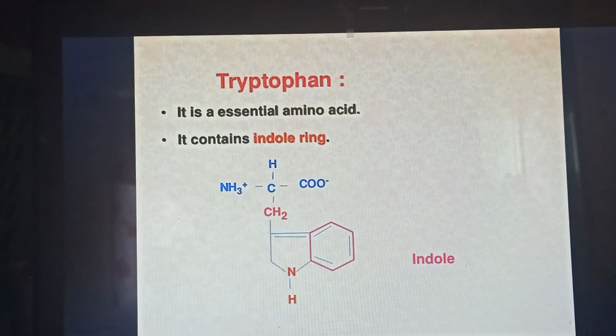Tryptophan is easy to remember. We have an alanine ring, and along with the alanine an indole ring is substituted. Indole ring is nothing but a benzene ring fused with a 5-membered ring with nitrogen. You call it indole: fused benzene, 6-membered, 5-membered ring with a nitrogen. So tryptophan structure is alanine with indole ring.